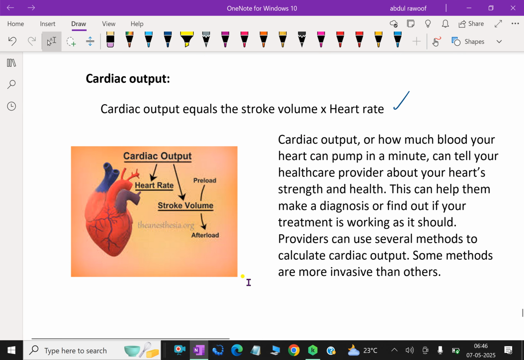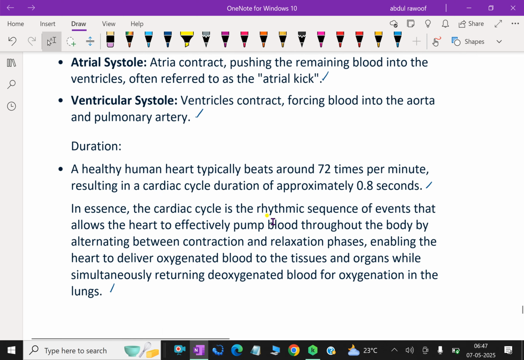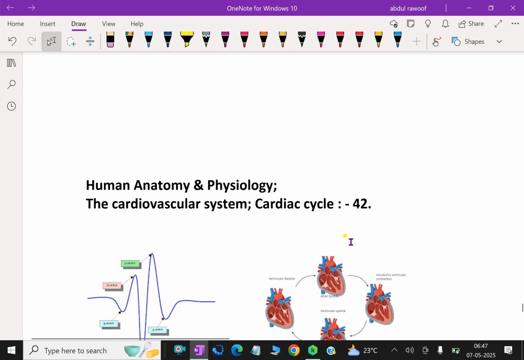So far we discussed the heart and the cardiac cycle.